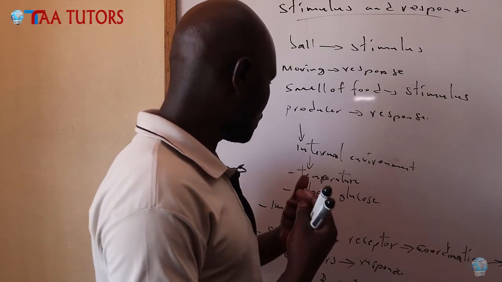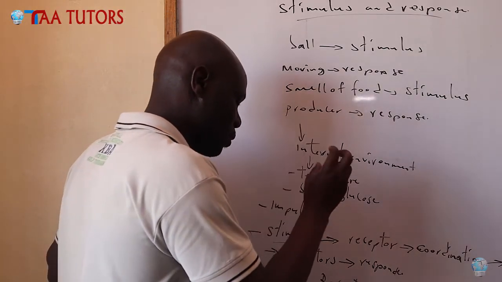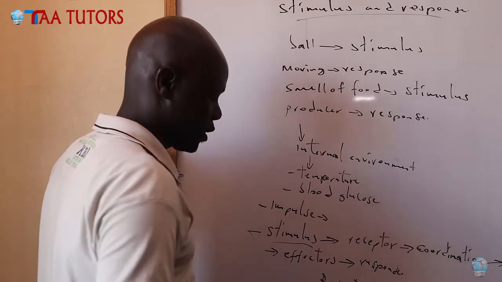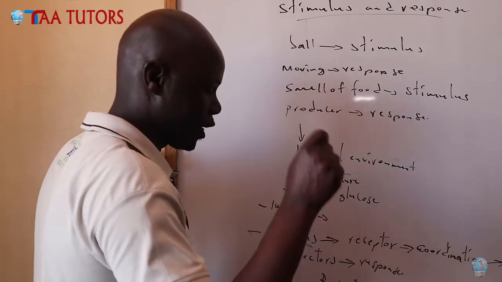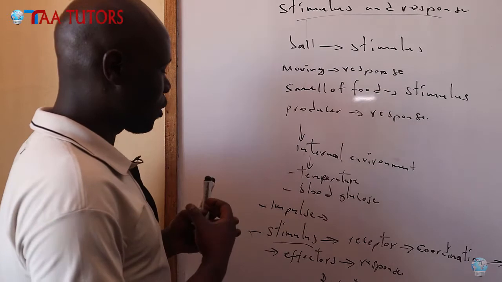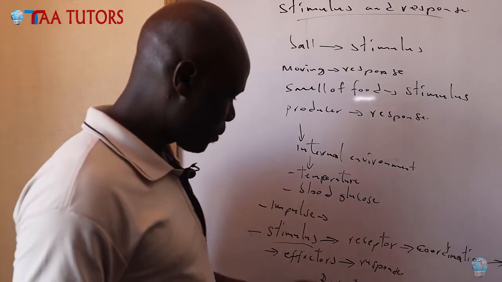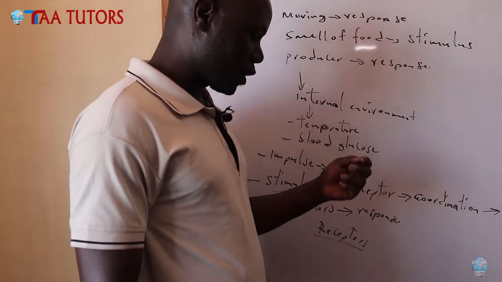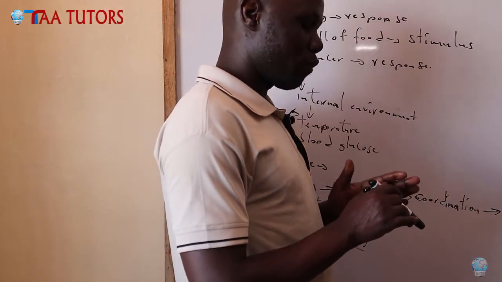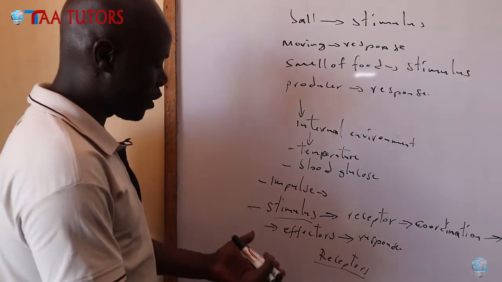When a stimulus reaches us, we have to change the energy it carries into an impulse so that this impulse can move and be interpreted. So what has the power to change the stimulus into the impulse? It is the receptor. The role of the receptors is to detect the stimulus and change the energy of the stimulus to electrical energy, which in this case is the nerve impulse.